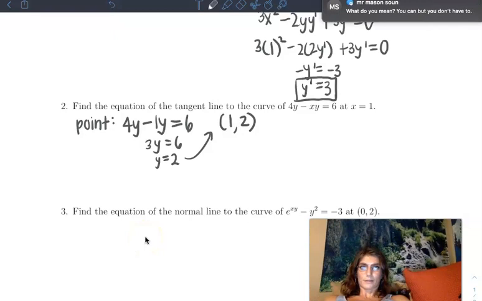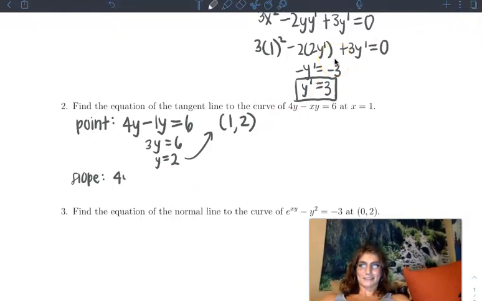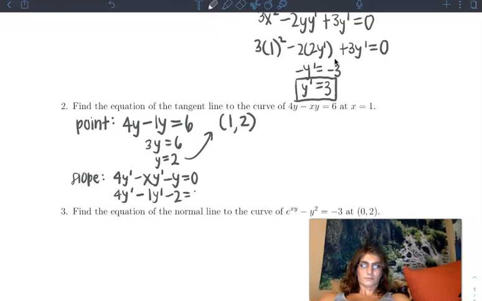Okay, so now you have to find the slope. Your slope is still going to be the derivative, so you still have to remember the y primes, but in doing so, you need to remember to do the product rule and to distribute the negative. So then it becomes minus xy prime minus y. You then find your slope, and then you write the equation of the line in point slope form.